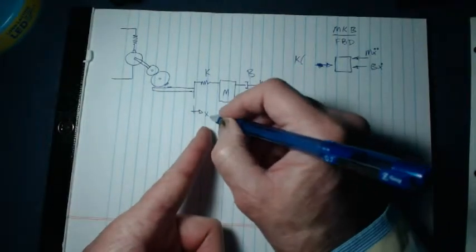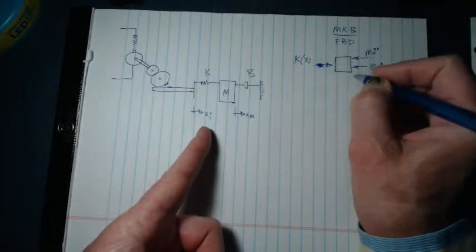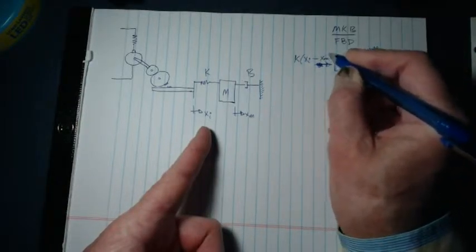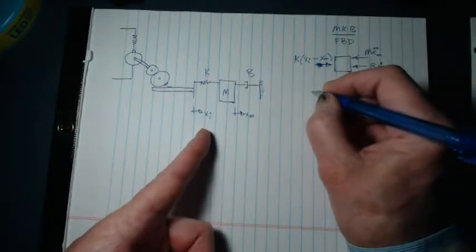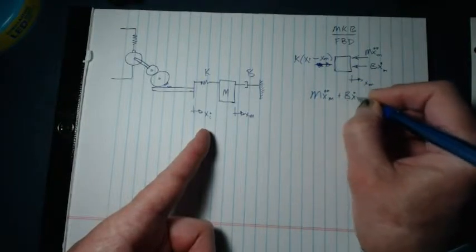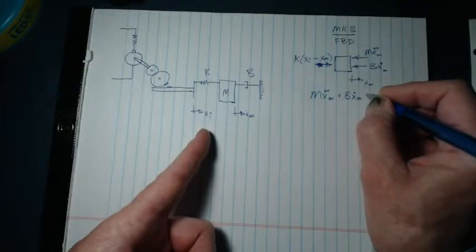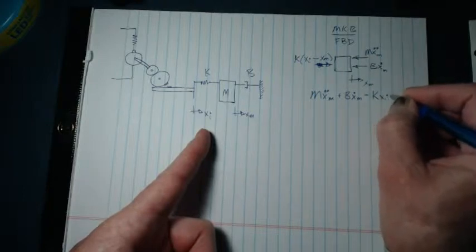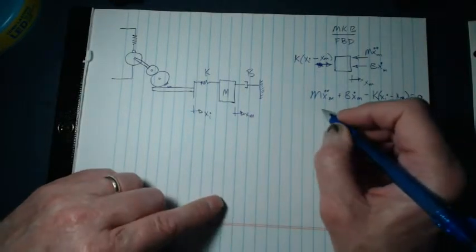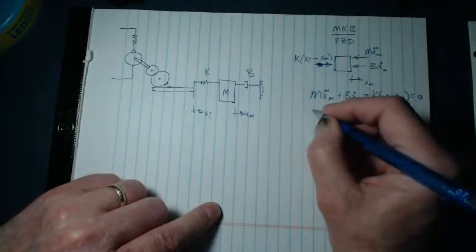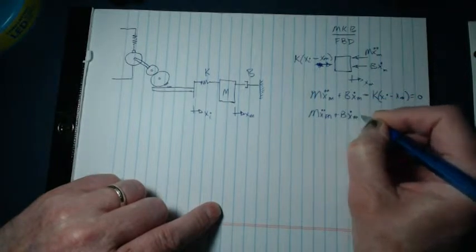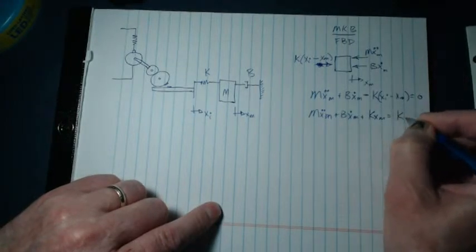So this is x. I'm going to call this one x_i because that's the x input, and then x itself, x sub m. I should have put my subscripts on each of these also, minus x_m. If we look at the equation of motion here, m x double dot plus b x dot minus k times (x_i minus x_m) equals 0. That gives us this equation: m x double dot m plus b x dot m plus k x_m is equal to k x_i.